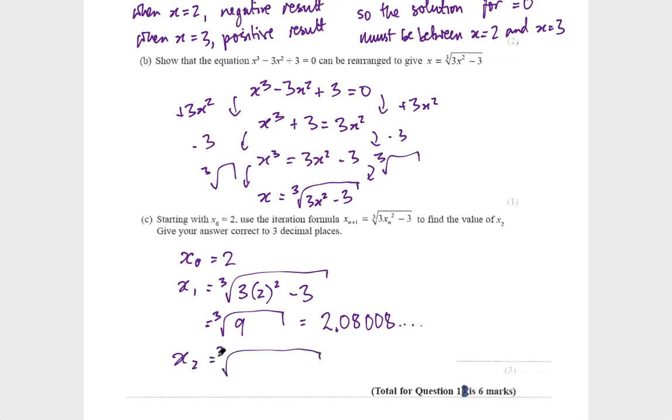And x2, you're going to do the same thing to this. It's the cube root of 3 times that thing squared, minus 3. So in my calculator I'm just going to square my previous answer, times it by 3, minus 3 from the result, and then cube root that answer. And that gives me 2.153015, etc. So 3 decimal places is 2.153. That's 3 decimal places, not 3 significant figures.